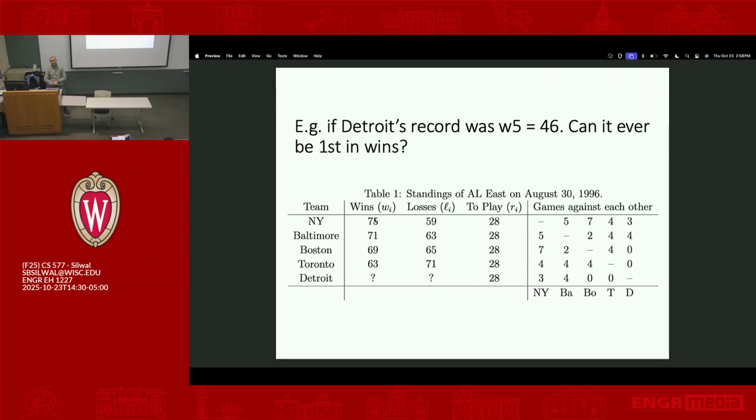So here is one example. Let's say I told you Detroit's win record was 46 wins here. Can it ever be first in wins? If I tell you it has 28 more games to play, and among these 5 teams, there's some number of games that they have to play with each other.